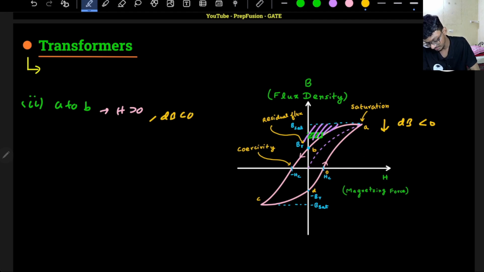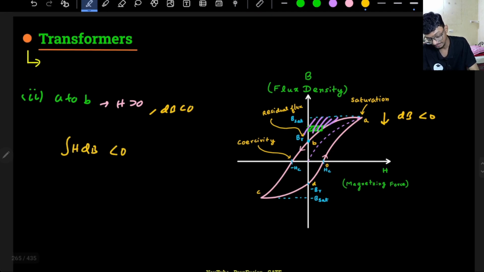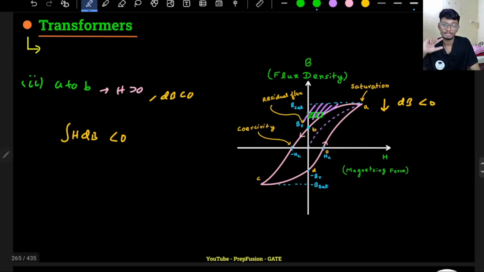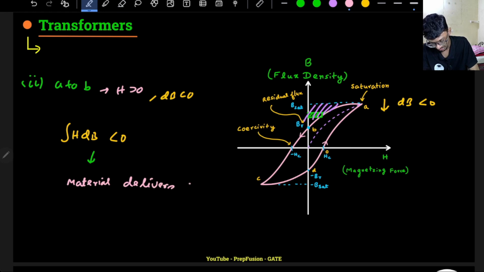So if dB is negative, this area, whatever I calculate, will be a negative area. That means here the energy is getting delivered by the material. So material delivers energy.